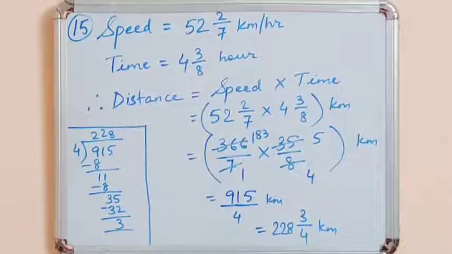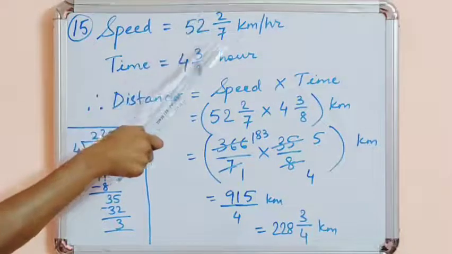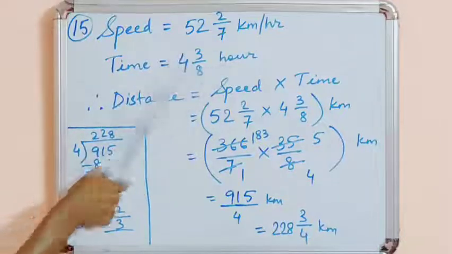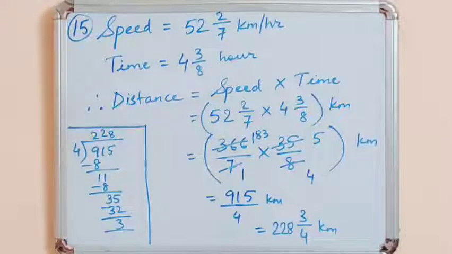Let us now do question number 15. A car travelled from city A to city B with a uniform speed of 52 2/7 km per hour. Find the distance between the two cities if it took 4 3/8 hours for the car to reach city B from city A. That means here speed is given 52 2/7 km per hour and time is given 4 3/8 hours. We have to calculate distance.